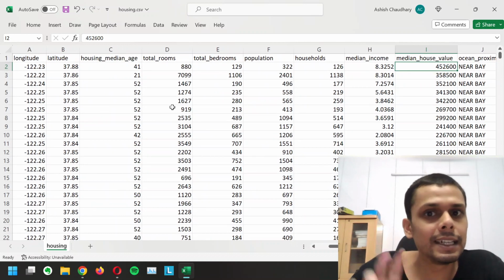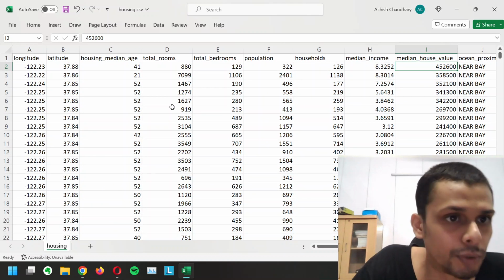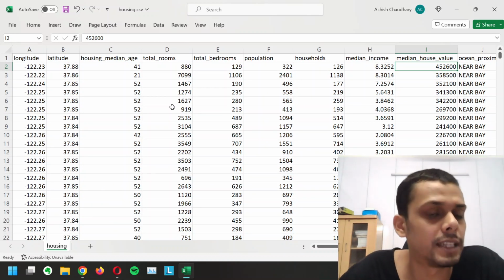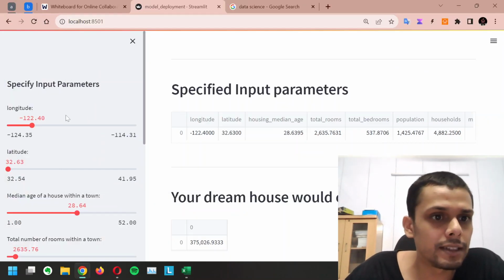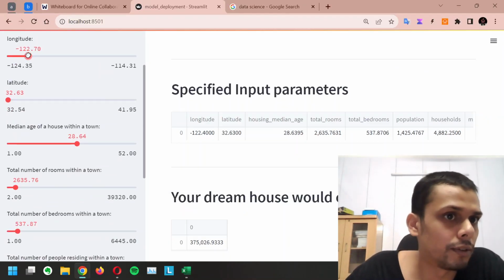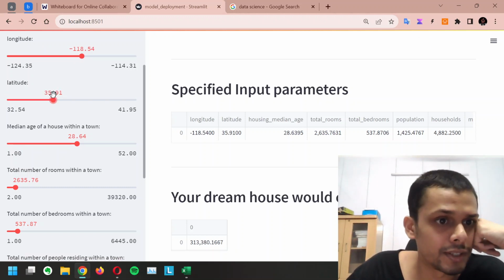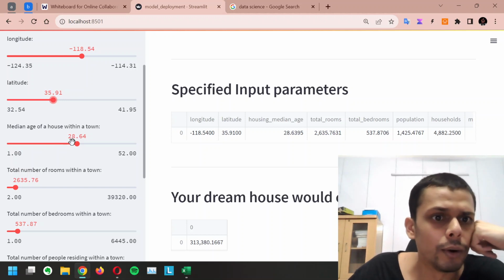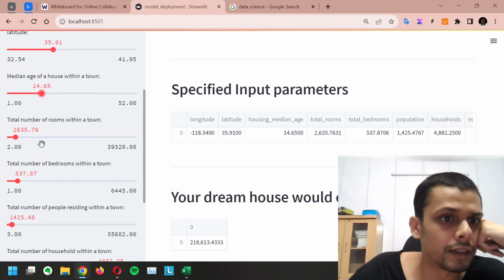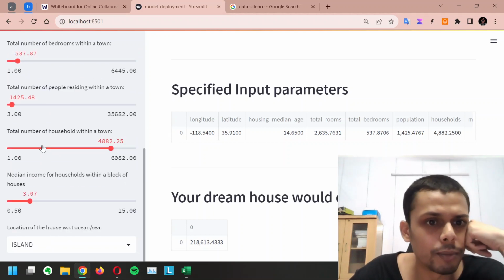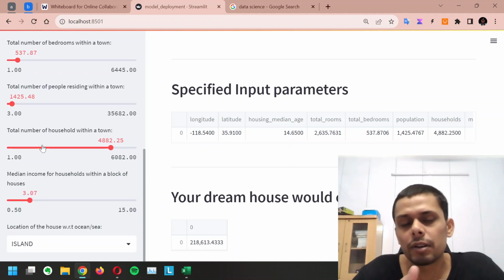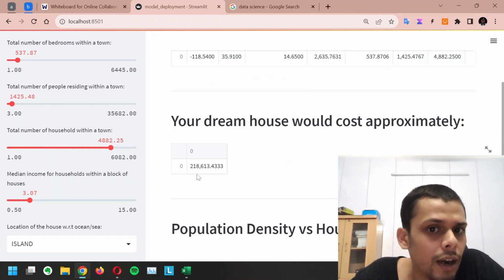What it means is this application has read through the entire training data, which is the CSV file over here, and it says, if you tell me the location of the house, which is latitude and longitude, and how old the median housing age of a house within that particular town is, and the number of rooms, bedrooms, people residing, population, and so on, if you tell me all of these features, I can tell you how much your dream house would cost in that area, right?